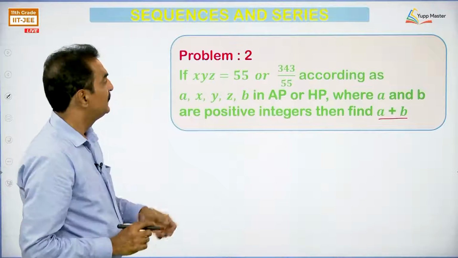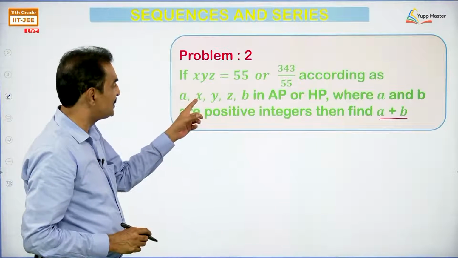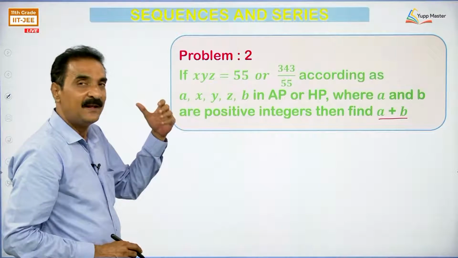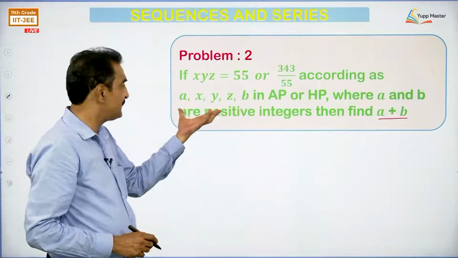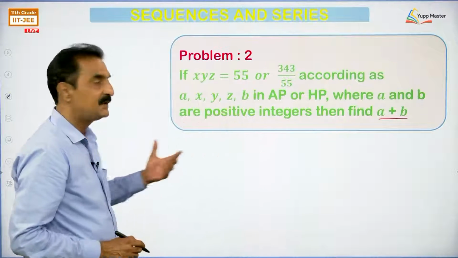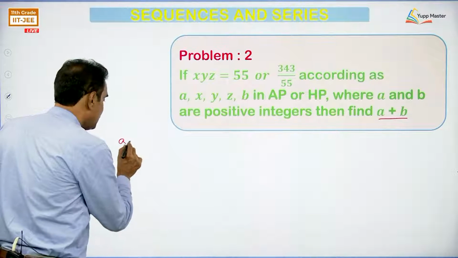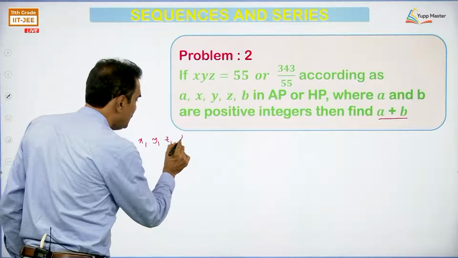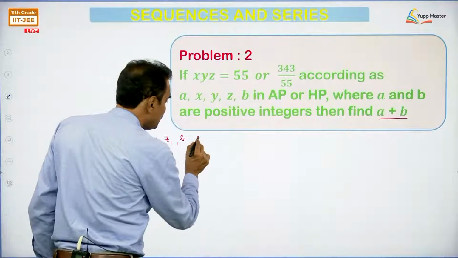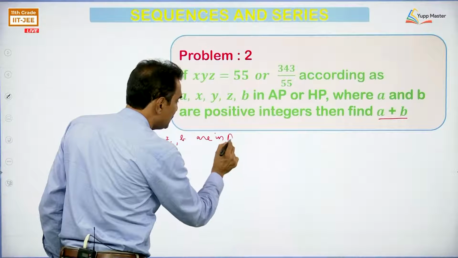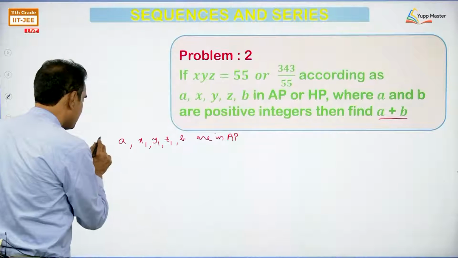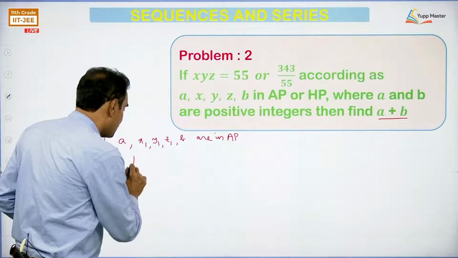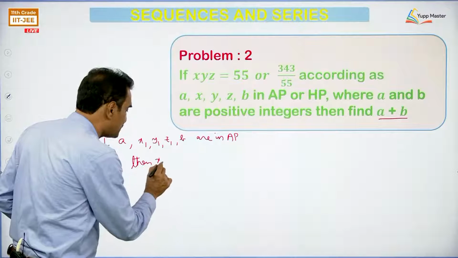Now, when they are in arithmetic progression, let us denote the values of x, y, z as x1, y1, z1. When they are in HP, denote the values of x, y, z as x2, y2, z2. Then A, x1, y1, z1, B are in AP. If A, x1, y1, z1, B are in AP, then what is the value of the product x1, y1, z1?